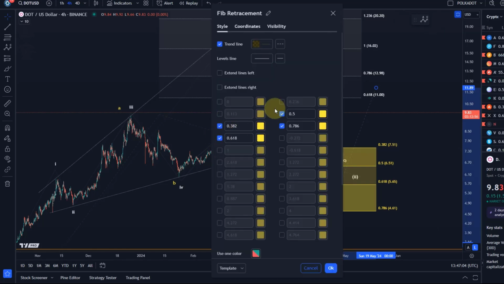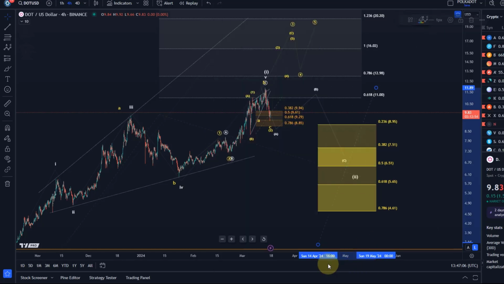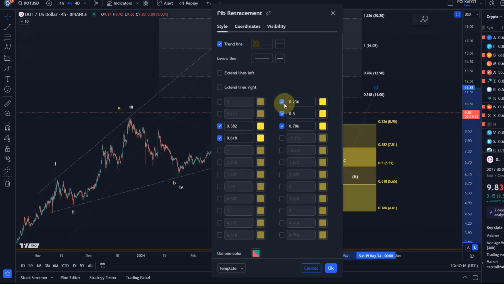it might be worth adding the 23.6 Fib level just as info, because that's $9. We're nearly there. That might be an initial support level, but that's anyway the 78.6 Fib level I have in the orange support zone, so there's no point adding it. It might just confuse, okay?